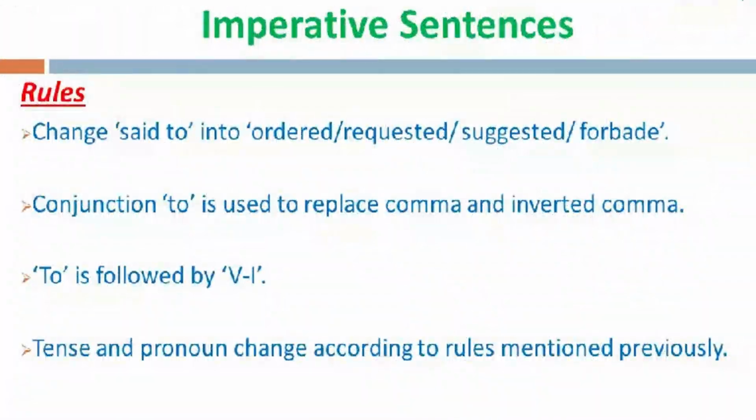Imperative sentences, there are rules. Change said to into ordered or requested or suggested or forbade. Conjunction to is used to replace comma and inverted comma. To is followed by verb 1. Tense and pronouns change according to rules mentioned previously.